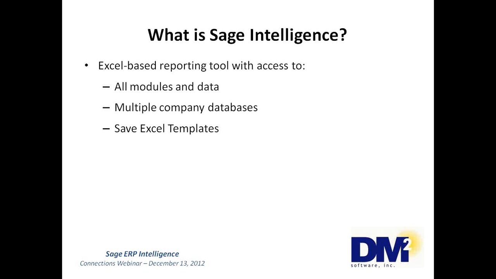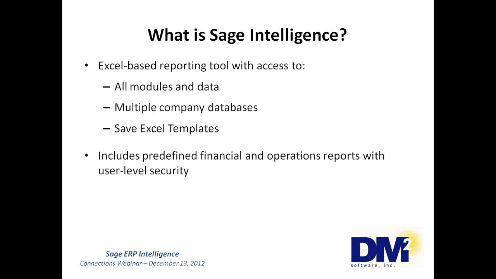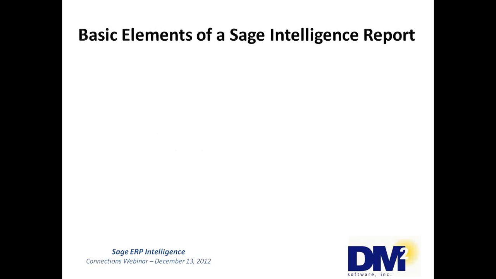And then probably the biggest thing for me and for most of the users is that you can save your Excel templates, meaning that after you've created these reports, you can save the templates, and they are linked back to the report, and when you run the report, you don't have to do any more maneuvering with your Excel. It also includes predefined financial and operation reports with user-level security. So you have these reports, which we'll take a look at in a few moments, and you can put user-level security on them as well.